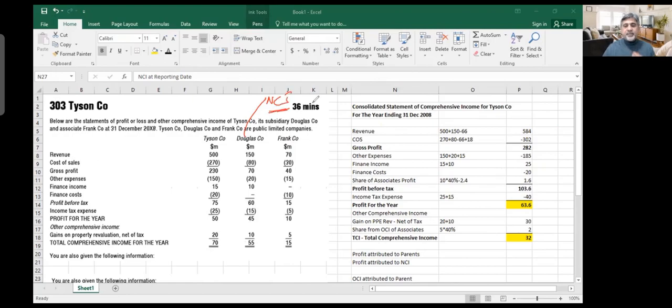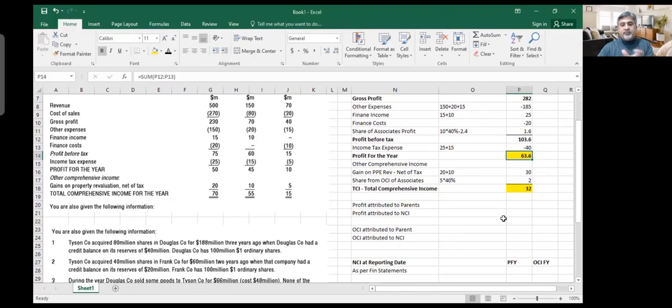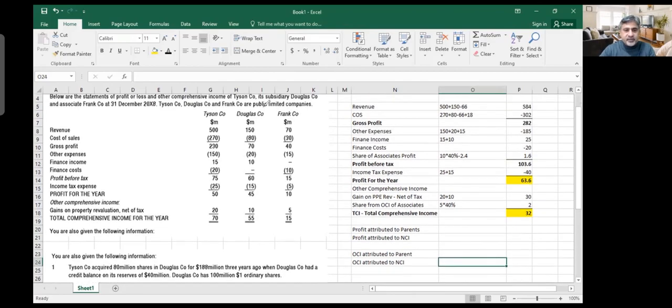So we need to see how much of the profit we are going to share to NCI out of this 63 million, what belongs to the parent and what belongs to the NCI. So profit attributed to parent and to NCI, and other comprehensive income attributed to the parent and to the NCI. So we are talking about distribution of Douglas financial statement.